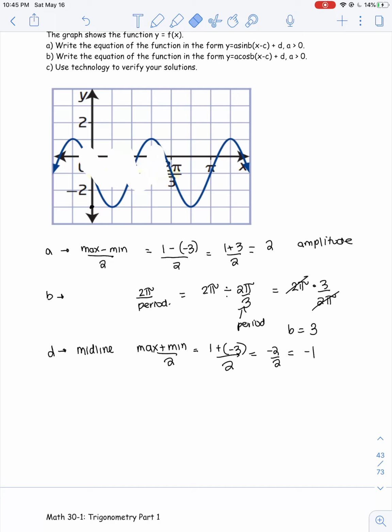Okay, so far we have everything except for our phase shifts. Our phase shifts will be the only things that change sine versus cos. So we're going to start by writing the sine equation. So this is for A. For A, you're going to write y equals, your amplitude is 2, sine, b we know is 3.